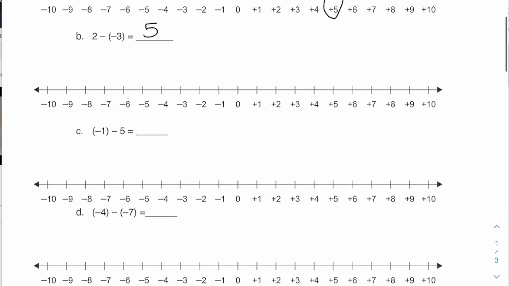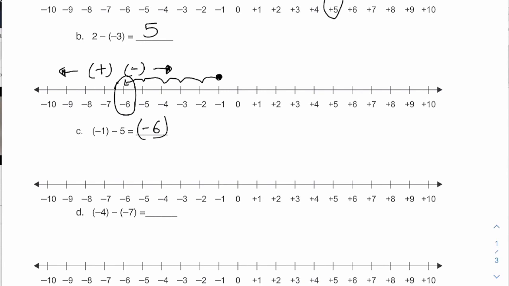Next one we have here, again, negative 1. So I'm going to start at negative 1 this time. Positives, I move to the left because I'm subtracting. Negatives, I move to the right. So in this one, I begin with a negative, and then I'm subtracting a positive. So I'm going to be moving which direction? To the left. 5 places. 1, 2, 3, 4, 5. Negative 6 is my answer on this one.